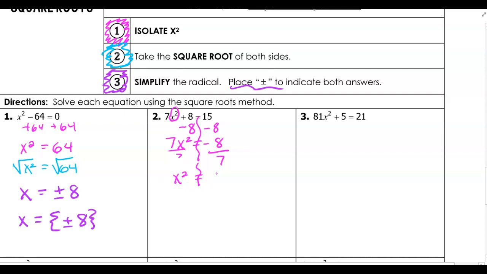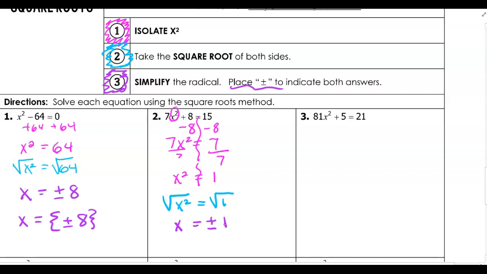I apologize. 15 minus 8 is 7. And then we divide both sides by 7, giving us 1. x squared equals 1. Our next step is to take the square root of both sides. So the square root of x squared equals the square root of 1. And finally, the square root of 1 is plus or minus 1.